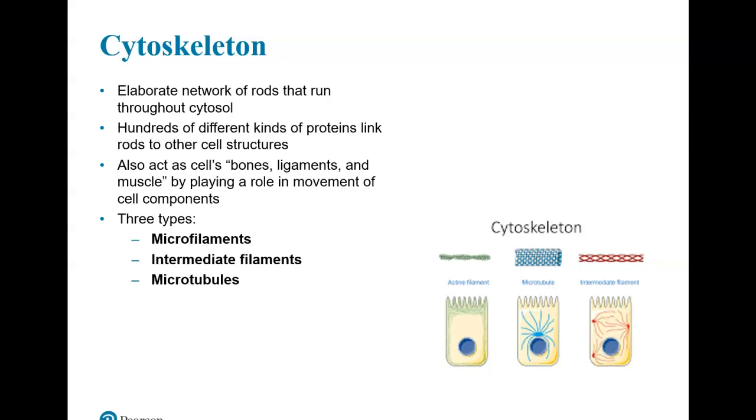So there are hundreds of different types of proteins that link rods to other structures. They mainly act as the skeleton of the cell. And there are three different types. There are the microfilaments, which you can see here, the intermediate filaments, and the microtubules. They're mainly there to give the cell its form. It gives the cell its shape.